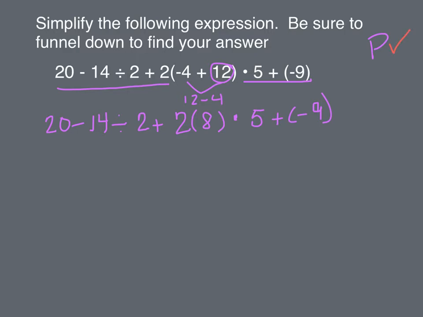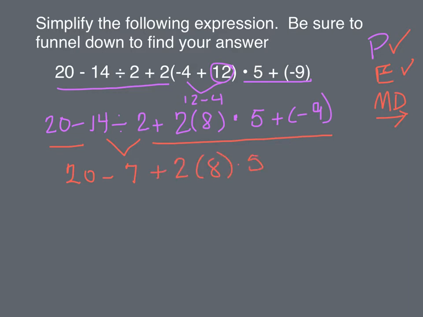And I'm going to be moving on now to E, which is exponents. There are no exponents in this problem, so I can move right on down to multiplication and division. And that, of course, as always, is in order from left to right. So as I read across my problem, and remember left to right, it's like I read across a page, a book, anything like that. So the first thing I run into is this division problem right here. 14 divided by 2. Underline everything else. 20 minus 14 divided by 2 is 7, plus 2 times 8 times 5 plus -9.